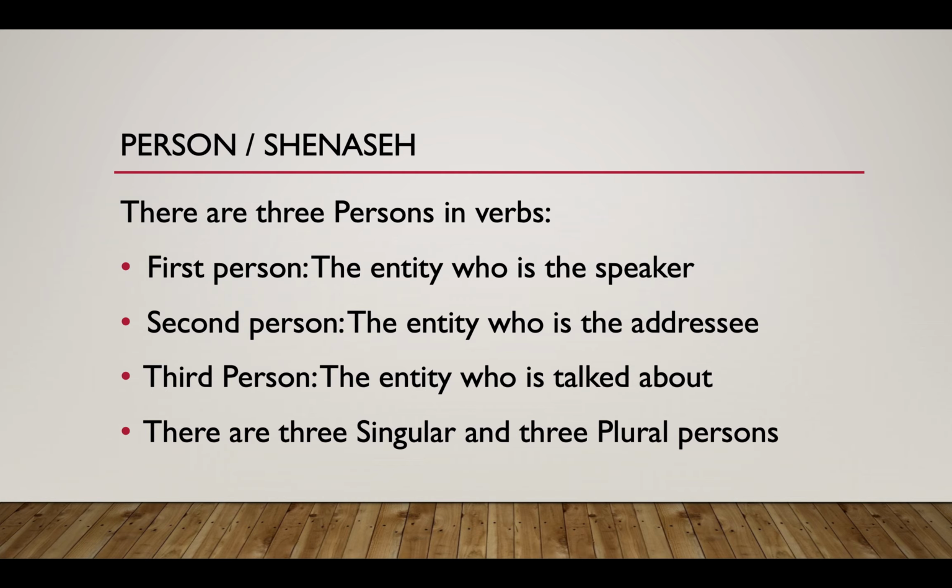And in Farsi, we conjugate verbs in three persons: first person, second person, and third person. And all of them might be in singular or plural form. So, first person, what do we mean by first person? First person is the entity who is the speaker or is the doer of the action. Second person is the addressee or the listener. And we use a different ending for all these. And third person is the entity who is not the speaker, not the listener, someone outside of the conversation, someone that we give extra information about.